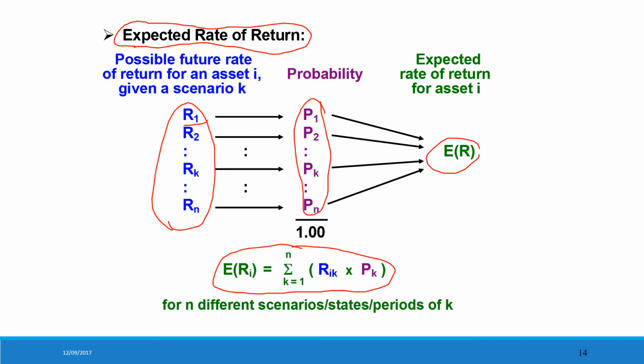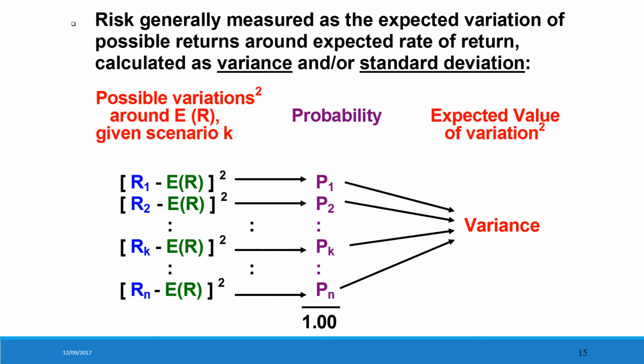So we take outcome 1 times the probability of the first outcome plus outcome 2 times probability 2, and so on and so forth. So the expected level of returns is simply the weighted average of all the possible different outcomes. We measure risk as the dispersion or the deviation from the mean. So we measure dispersion as the distance of the actual outcome from the average outcome.